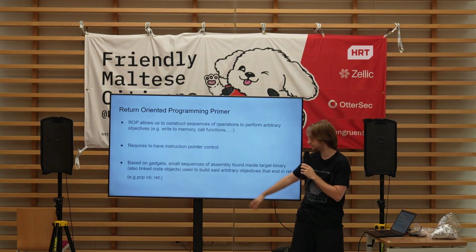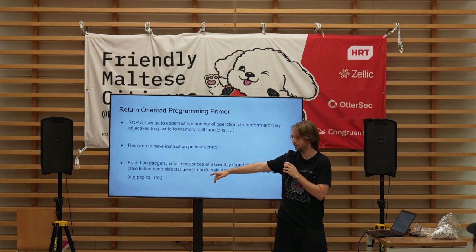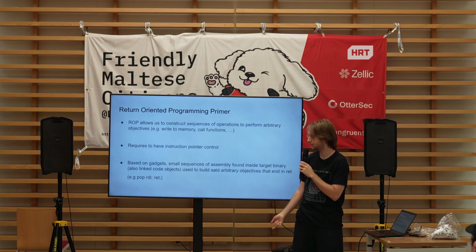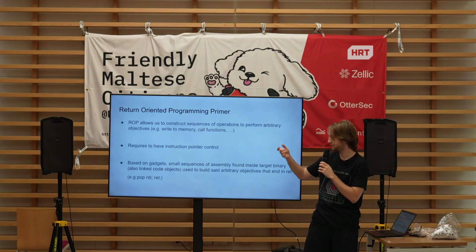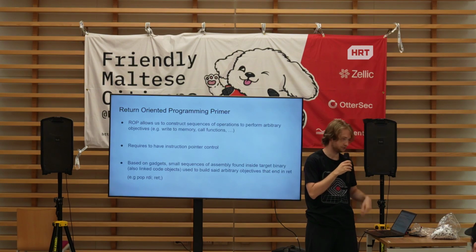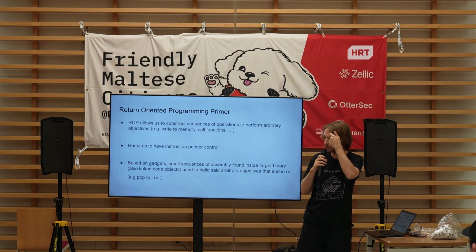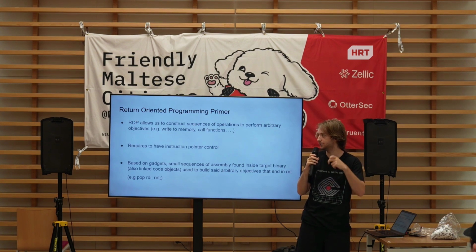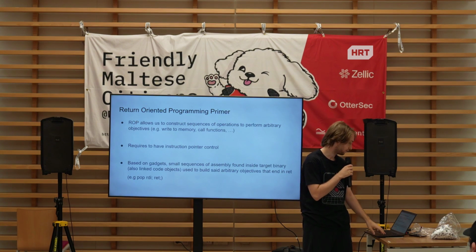And this is a very small example of a gadget. This is a very popular one. It's pop RDI ; ret, and it essentially lets us get the value from the top of the stack and pop it into RDI. With that, we can control RDI, which is usually the register used for the first argument in the calling convention on Linux.